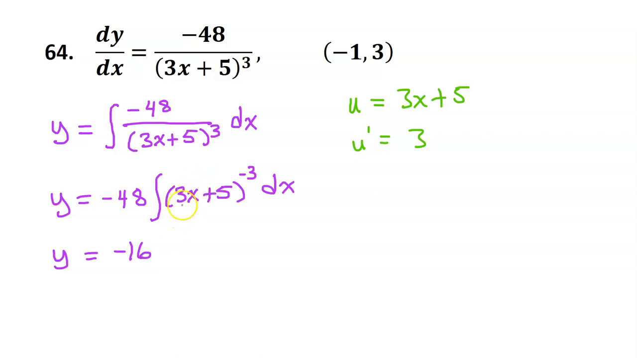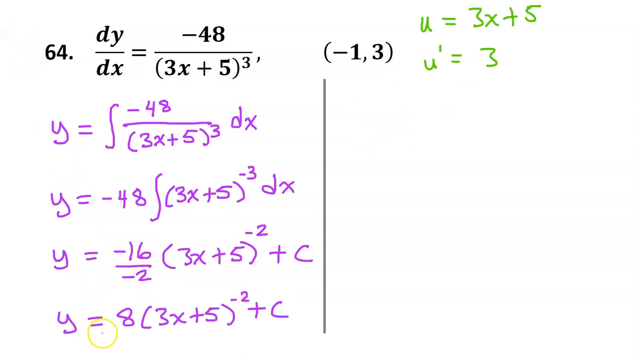Other than that, we can just take the antiderivative of u to the negative 3 power. So here's my u. I need to increase this exponent by 1, so that's going to be negative 2. Then we need to divide by this new exponent, so I need to divide by negative 2. So now we have this, and of course negative 16 divided by negative 2 is positive 8. This is the general solution to the differential equation, but we need to find the particular solution that goes through the point negative 1, 3.